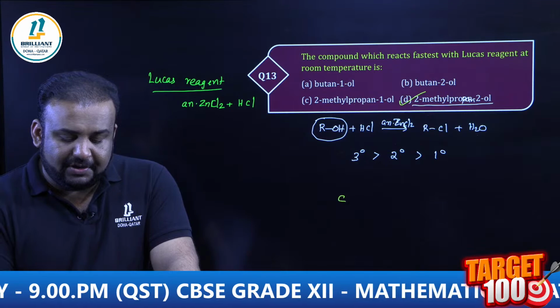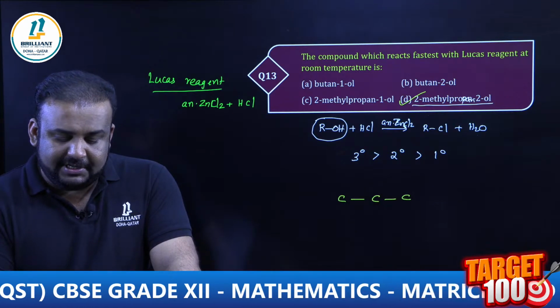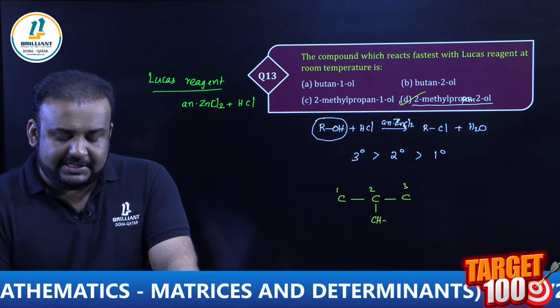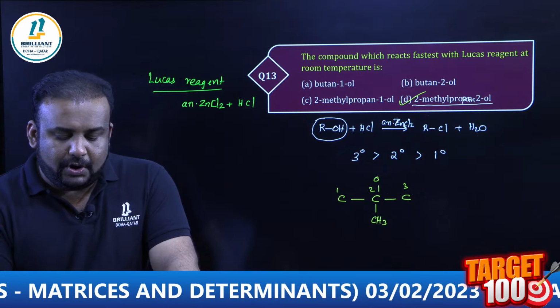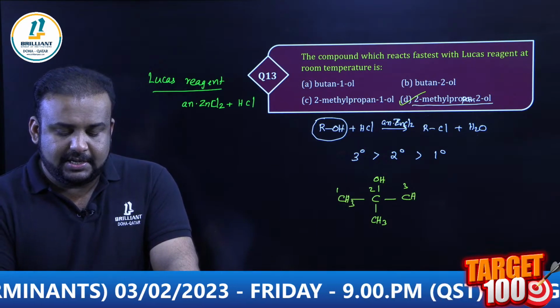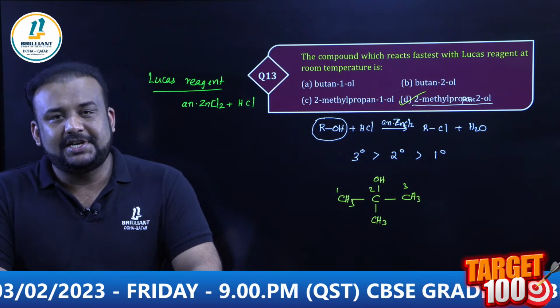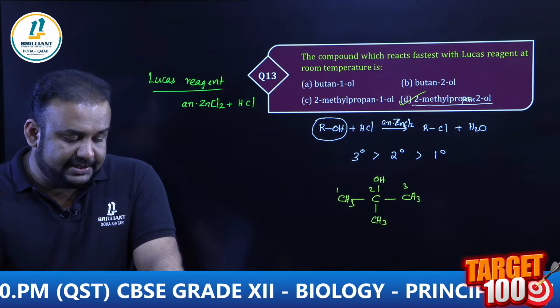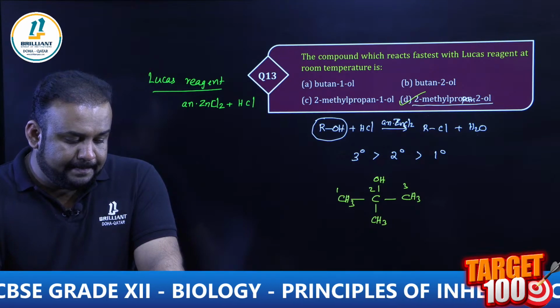If we make the structure of that, propan means 3 carbons. Let's number the carbons 1, 2, 3. 2-methyl, we have a CH3 at the second position, then 2-ol, which means we have an OH at the second position, and this is tertiary butyl alcohol or 2-methyl propan-2-ol. This will be the fastest. Is this clear?